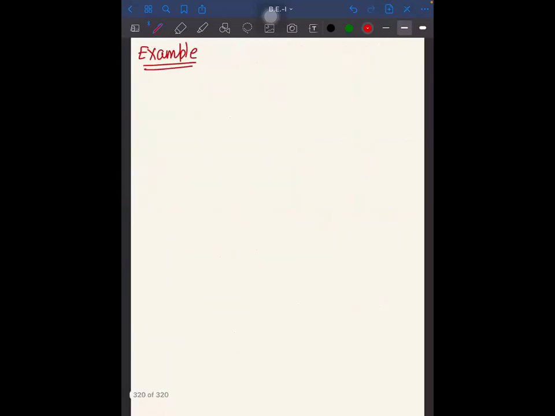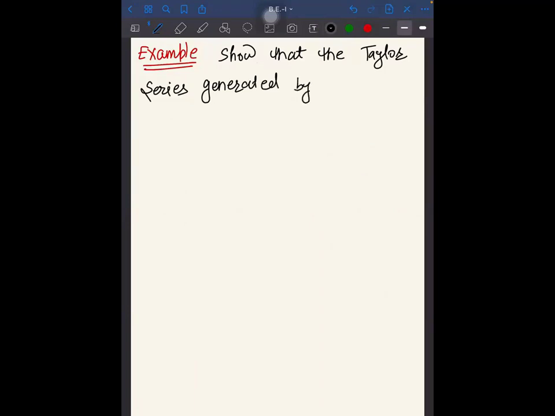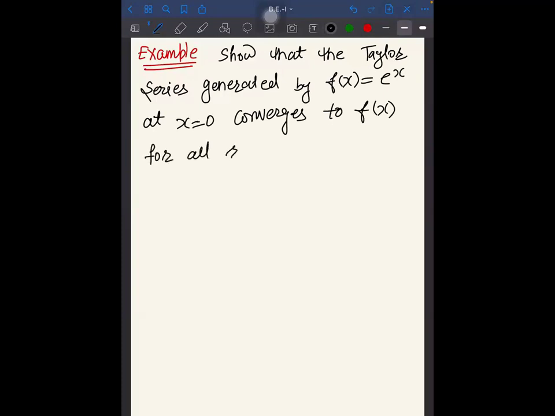So this is an important thing to note. Show that the Taylor series generated by f(x) equal to e^x at x equal to 0 converges to f(x) for all real values of x, right? So let's see how it works.